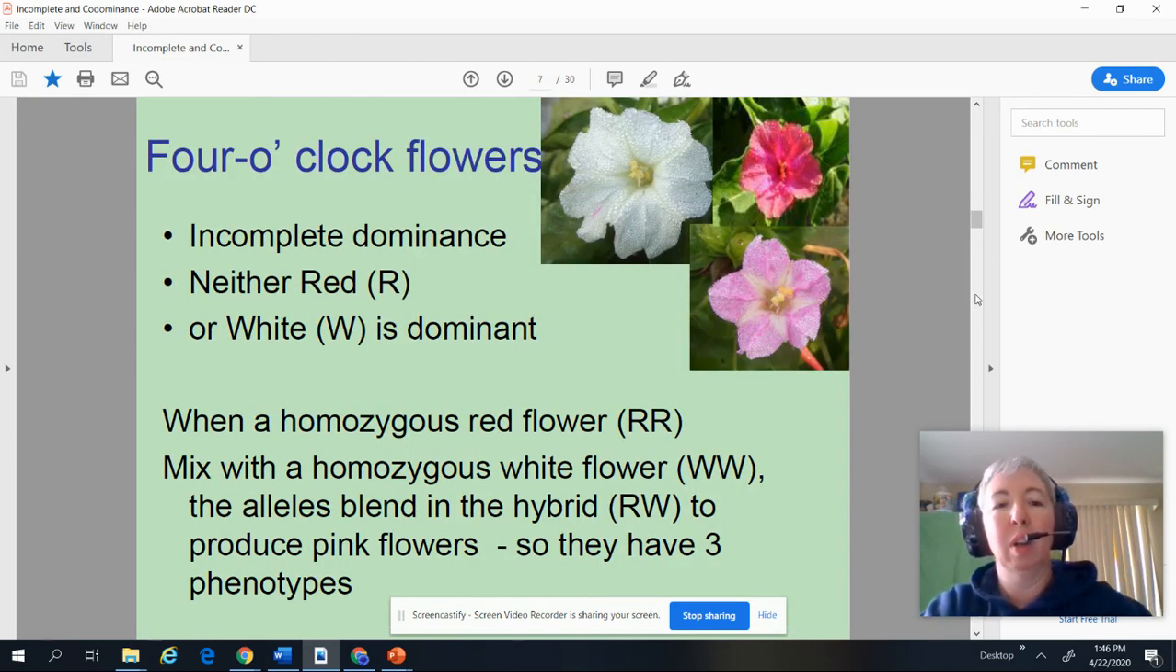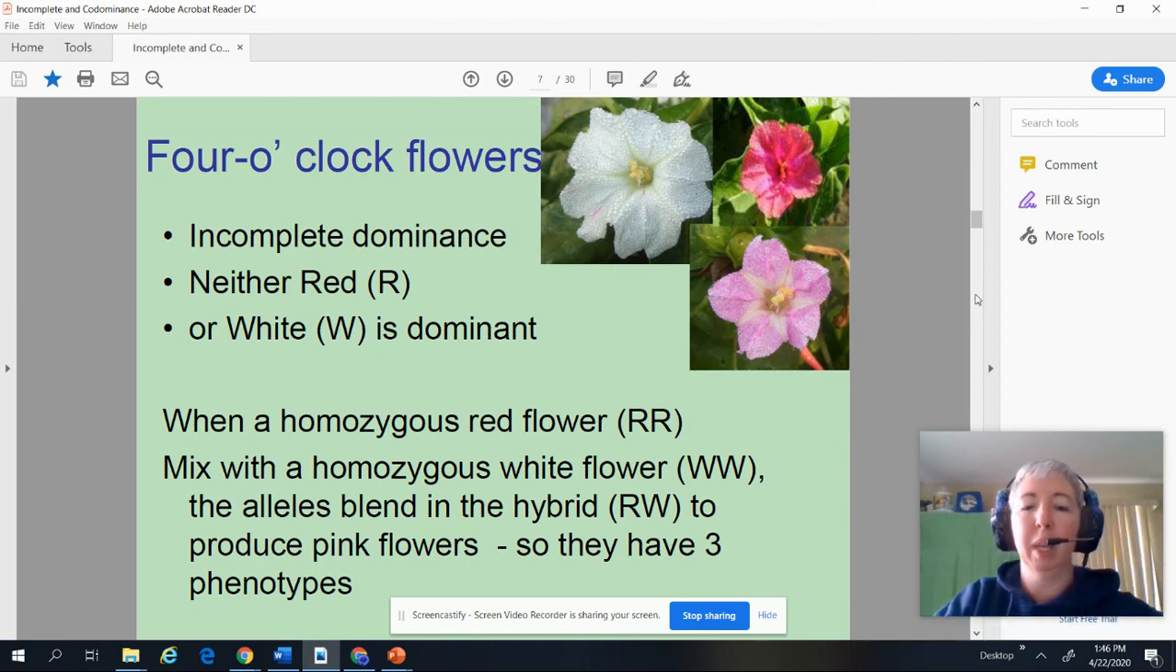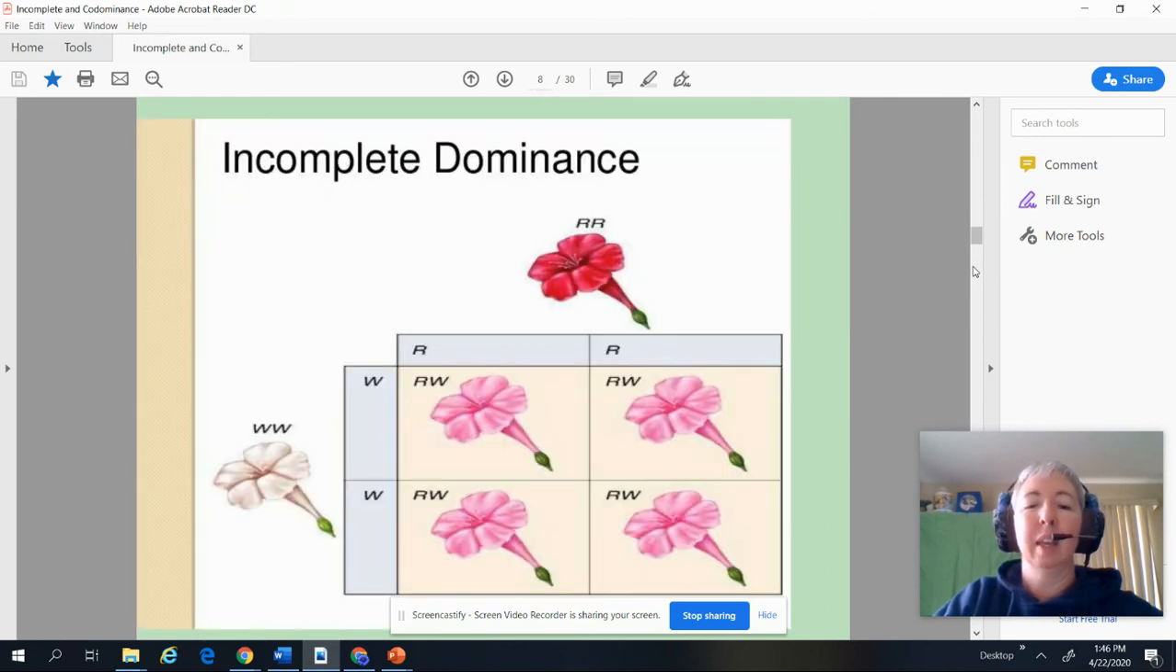Another example is 4 o'clock flowers. They're called that because they bloom in the afternoon. They have incomplete dominance. Neither red nor white is completely dominant, and so they create a new middle color, pink. So there are 3 phenotypes: red, white, and pink. Here is the Punnett square for 4 o'clock flowers with incomplete dominance. Red combining with white creates pink in the first generation of offspring. We're going to pause there.